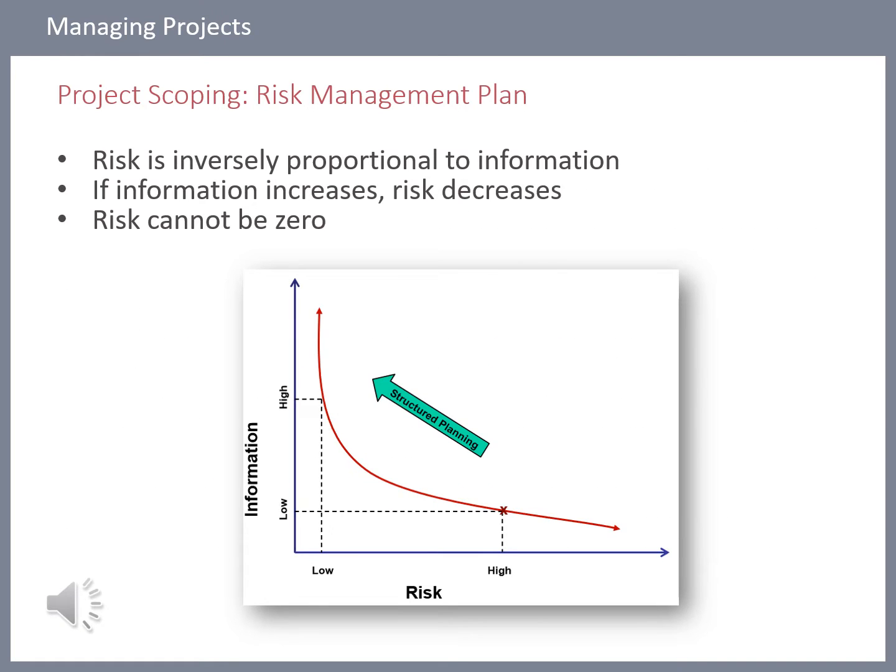Good. So when we are talking about risk, we need to know a few things. The first thing we need to know is that risk is inversely proportional to information. So what are we saying? We are saying that the more information you have about something, the less risk you will have. So let's take an example.